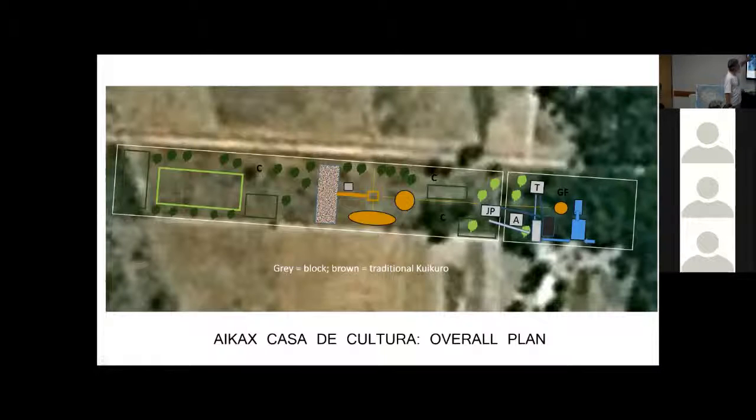That's the Casa de Cultura, the Kwakiutl Cultural Center. This is a project I've been working on for 2 years, which has kept us off the climate change. And also, right. I left 30 seconds for questions.